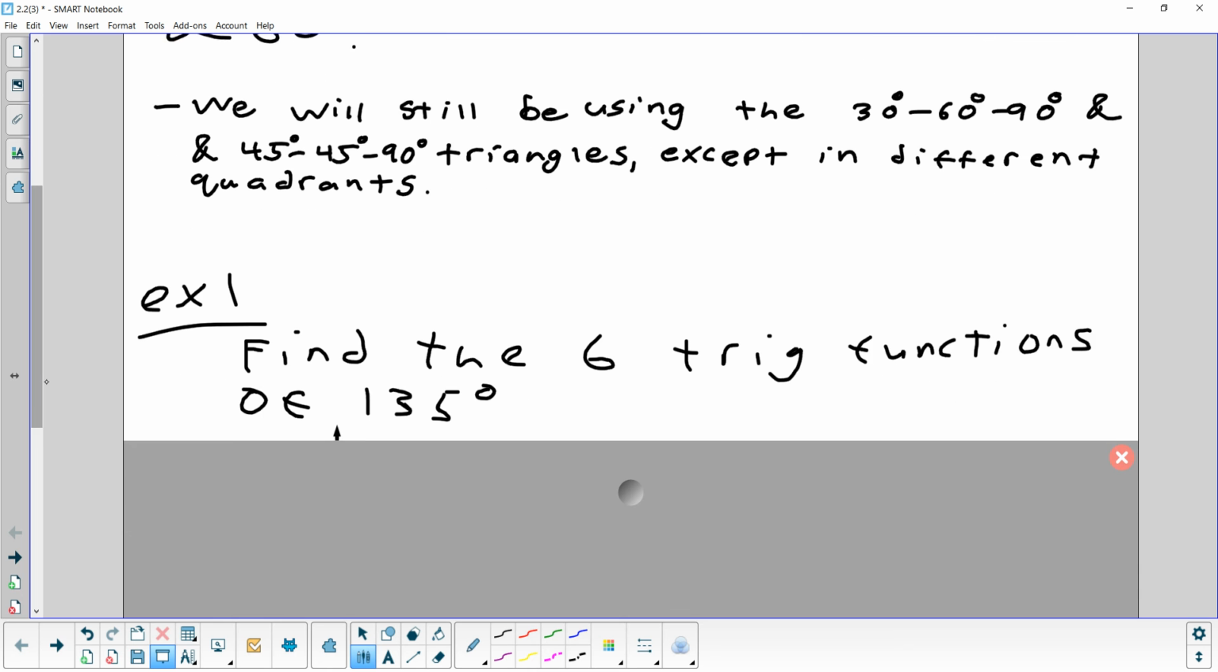So they want us to find the 6 trig functions of 135 degrees. Is that number a multiple of 30 or is that a multiple of 45? 45. It's a multiple of 45. And do you remember, well actually we'll get to that in a second. It's a multiple of 45.